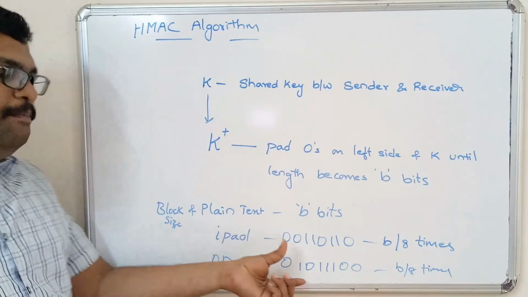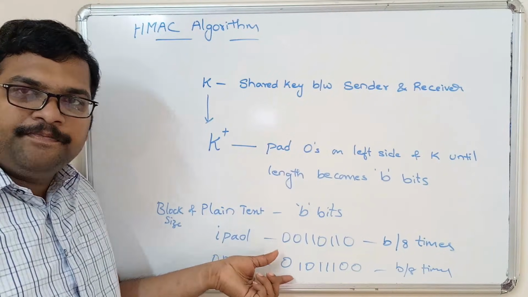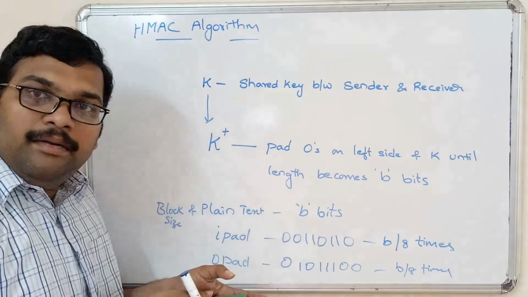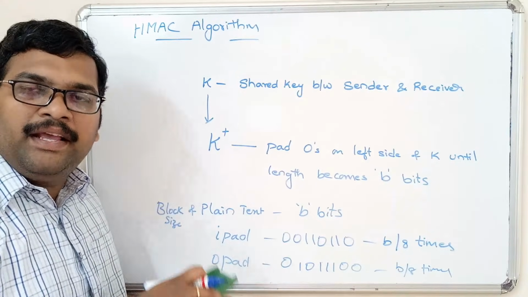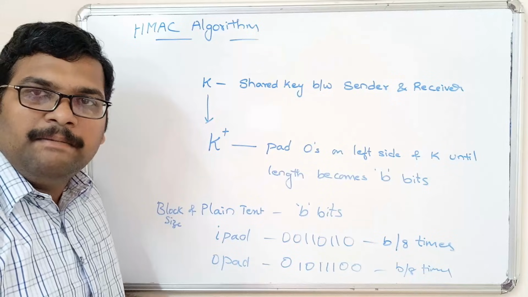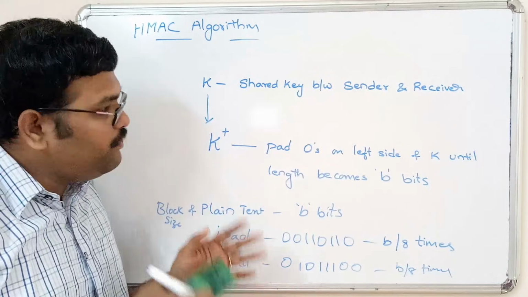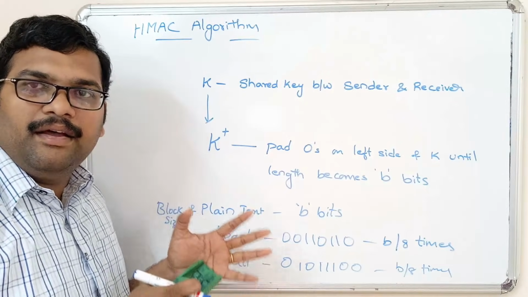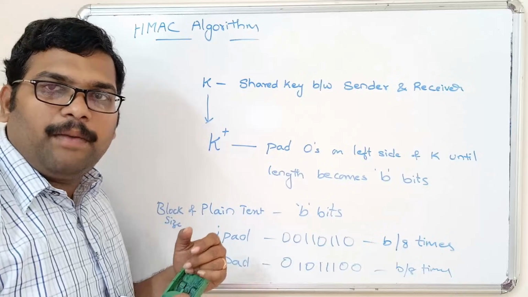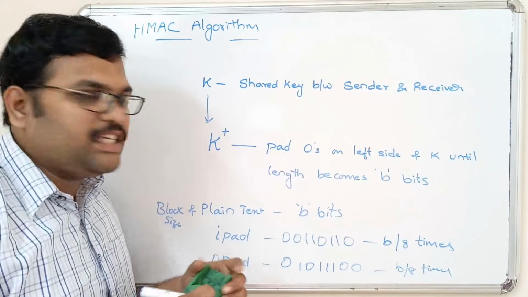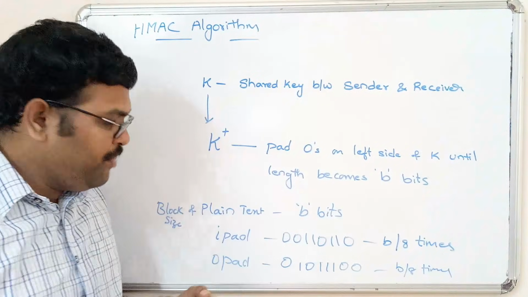So these are the predefined padding bits. This will be done before applying the hash functions to the plain text message. That's why we call it a pre-computed message. So before applying to the plain text message, we have to perform all these things.